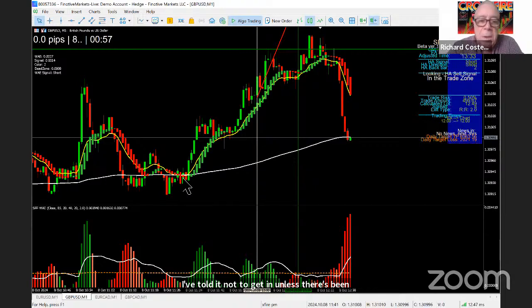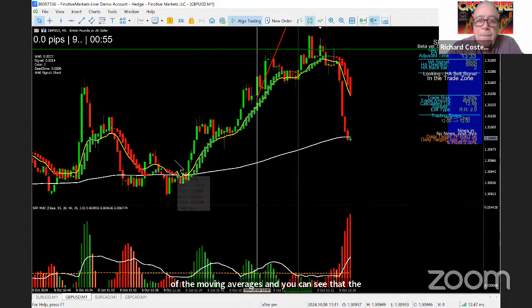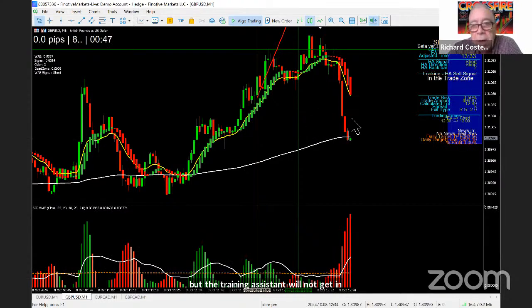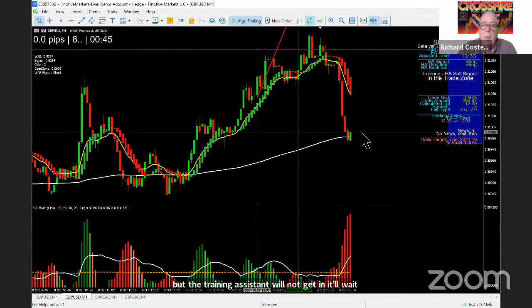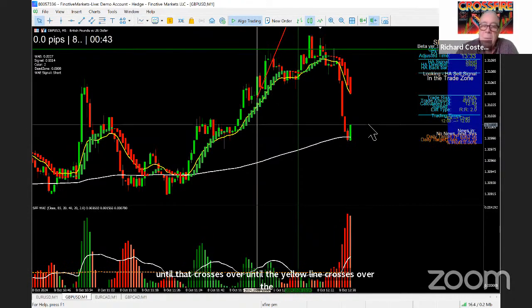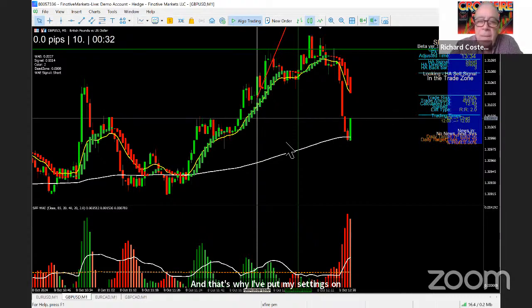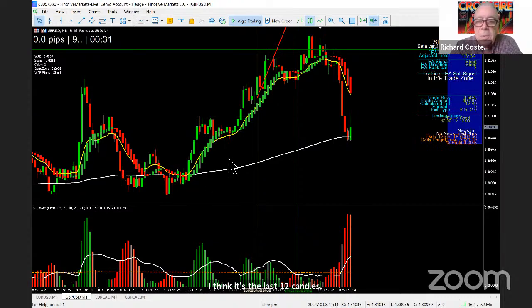And you can see that the latest crossover was way back here. But the trading assistant will not get in. It'll wait until the yellow line crosses over the white line. Now that would make it quite a safe trade. And that's why I've put my settings on, I think, the last 12 candles for the crossover. That's way too far in the distance.